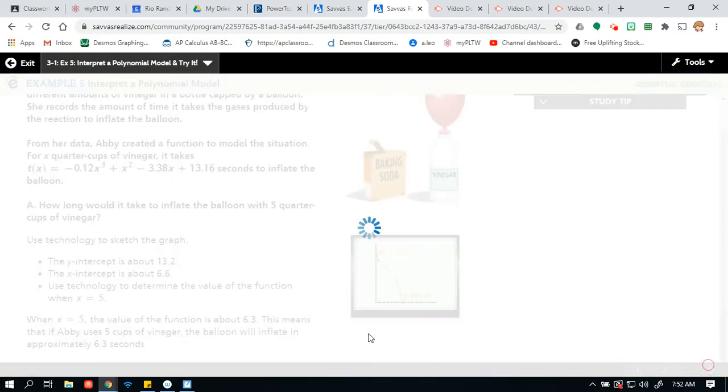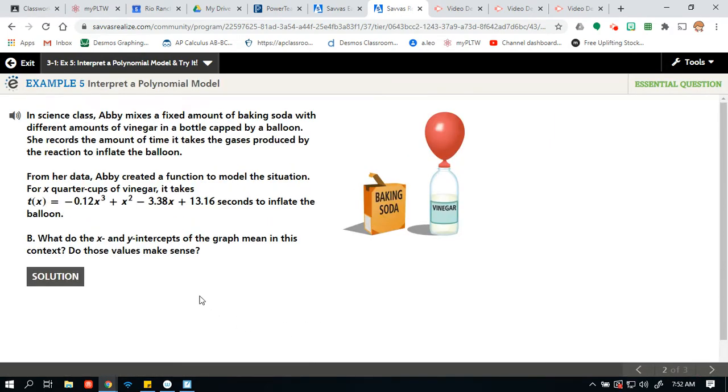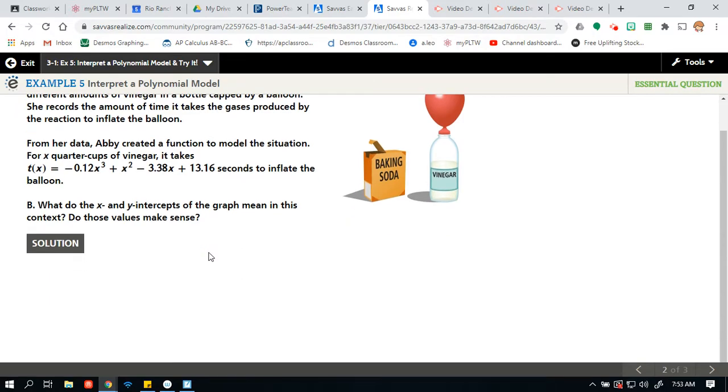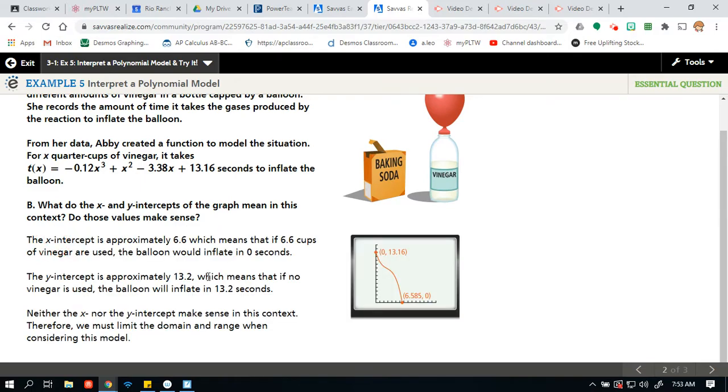All right, so let's look at part B. What do the x and y intercepts of the graph mean in this context? Do those values make sense? So we just talked about that. The x-intercept is approximately 6.6, which means that if 6.6 cups of vinegar are used, the balloon would inflate in 0 seconds. That means it will inflate instantaneously. And can that actually happen?